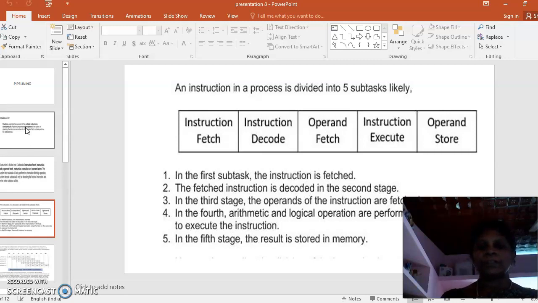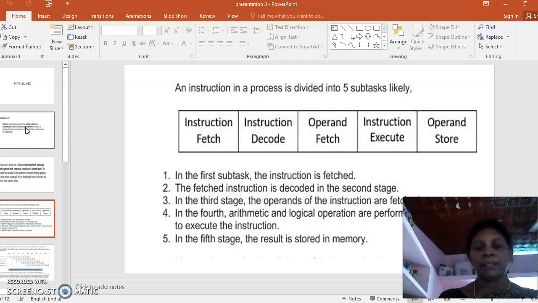In the first subtask, the instruction is fetched. In the second, the fetched instruction is decoded. In the third, the operands of the instruction are fetched. In the fourth, the arithmetic and logical operations are performed on the operands to execute the instruction. In the fifth stage, the result is stored in memory. So the instruction in a process is divided into these 5 subtasks: instruction fetch, instruction decode, operand fetch, instruction execute, and operand store.